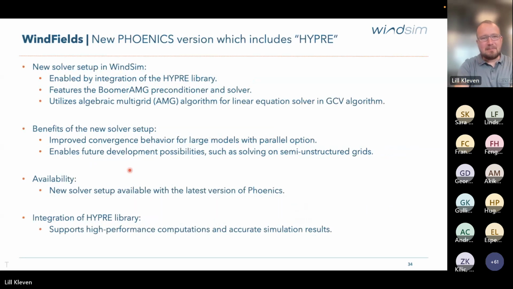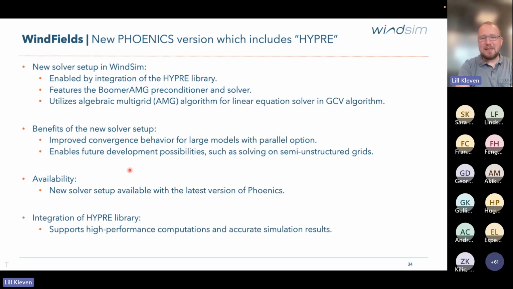Okay, there. So we have also introduced the hyper solver. We've called it hyper solver, but it's not really a hyper solver. It's the hypre library, and it includes the BoomerAMG preconditioner and solver, and it uses the algebraic multigrid algorithm. The multigrid solver, on my next slide, I will explain a little bit more.